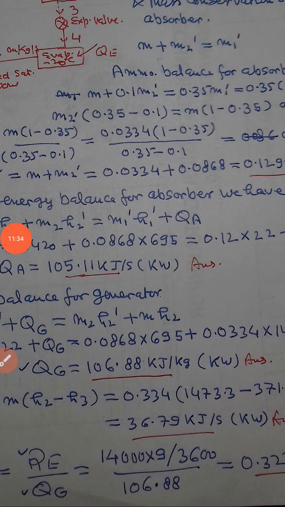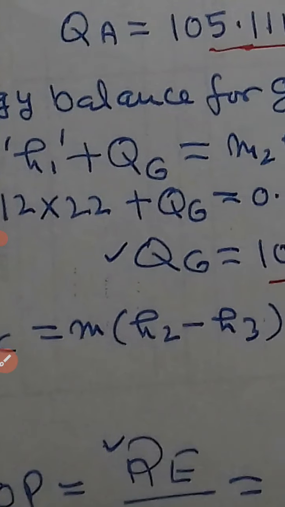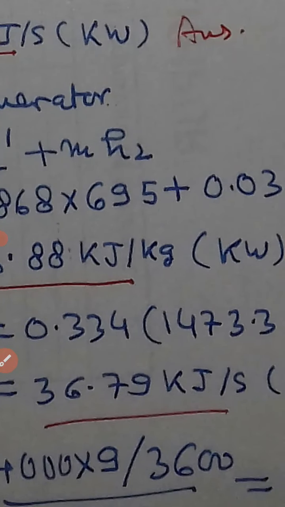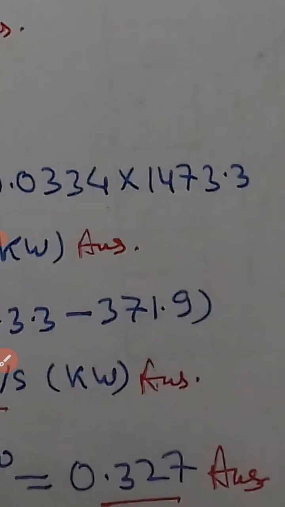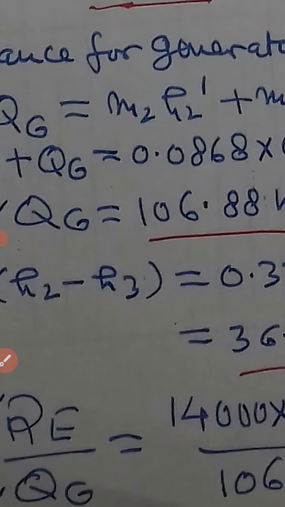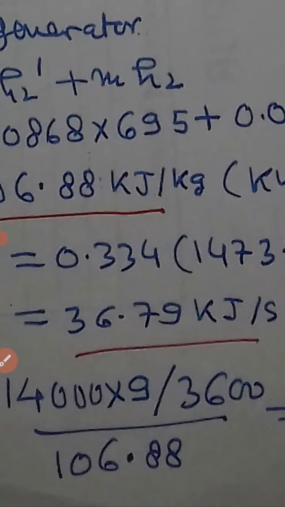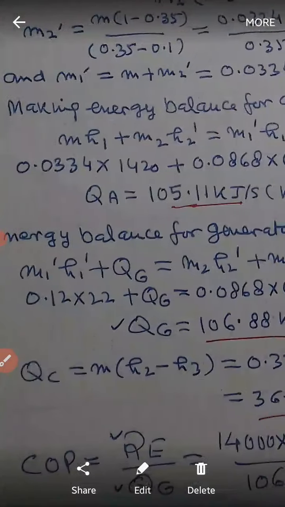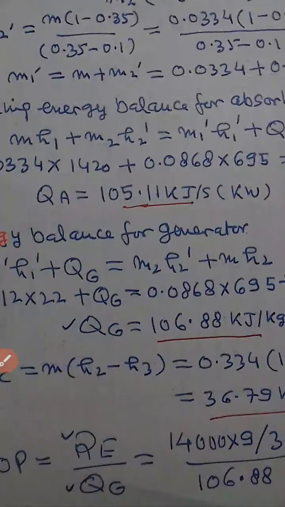Okay, then next part, QC. We have to calculate QC also, that is m into (H2 minus H3), which is equal to 0.334 into (1473.3 minus 371.9), and on calculation we get the value of QC as 36.79 kilojoule per second. And then the refrigerating effect we have to calculate. Now we will go for the COP.